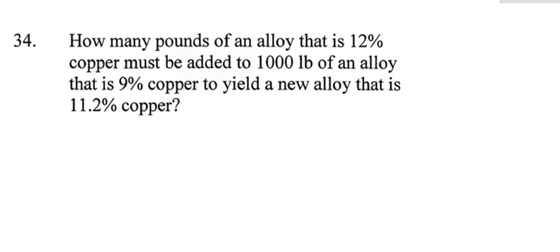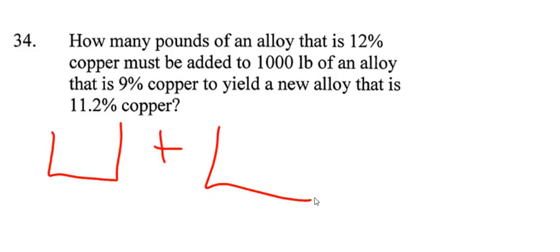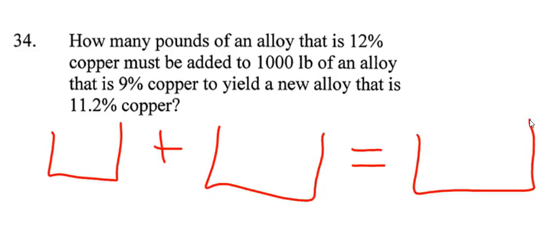So since we're doing a mixture with different percentages, set up your buckets. The two things that we're mixing together to equal our new total mixture. Label your percentages across the top and then how much of each across the bottom.